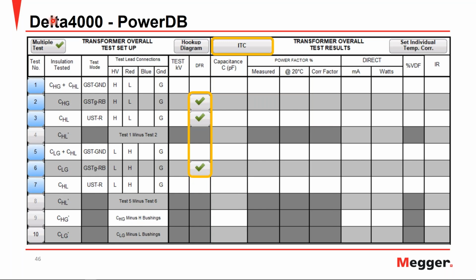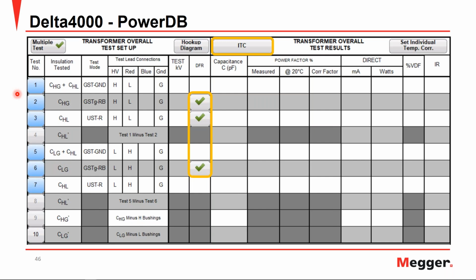And you can notice that we have all of our tests, your high side tests here, where you have your grounded specimen test ground, where you measure your high insulation from your high to ground and your high to low, your grounded specimen test guard, where you're measuring your high to ground, and then your ungrounded specimen test, measuring your high to low insulation. And you have your low side tests, very similar to the high side tests.